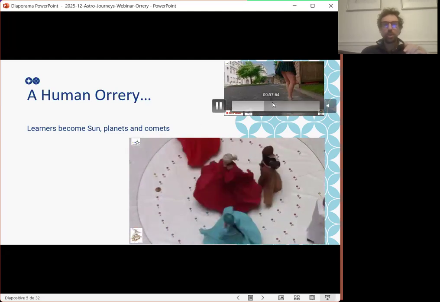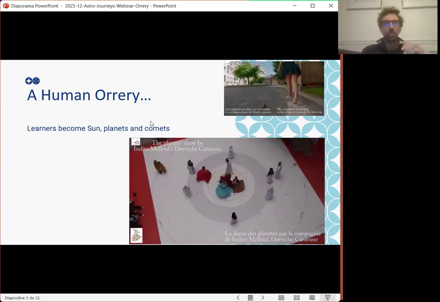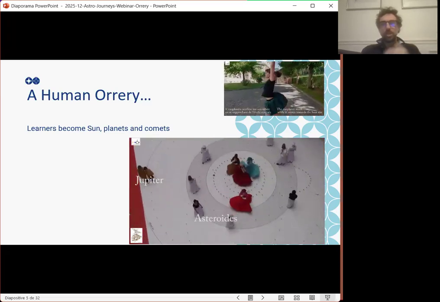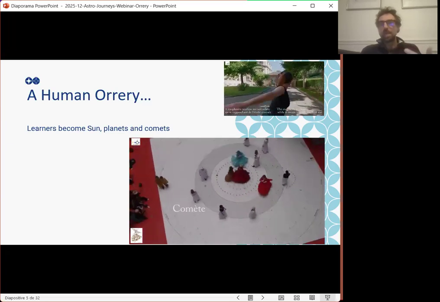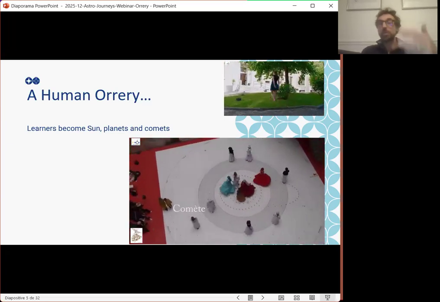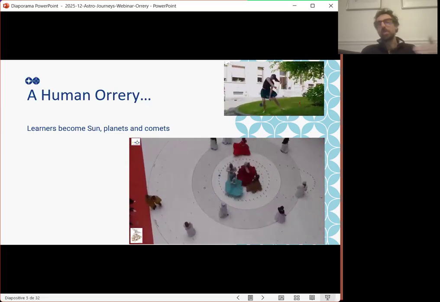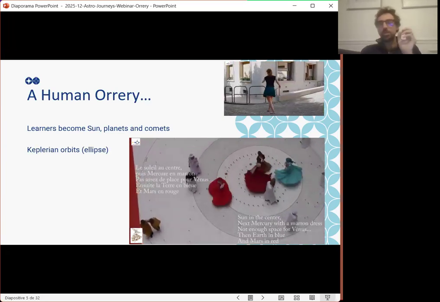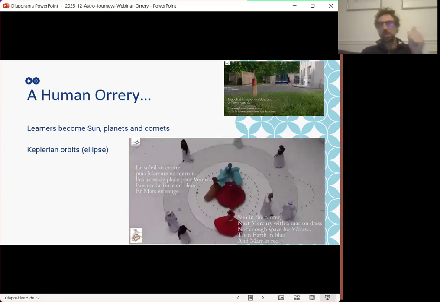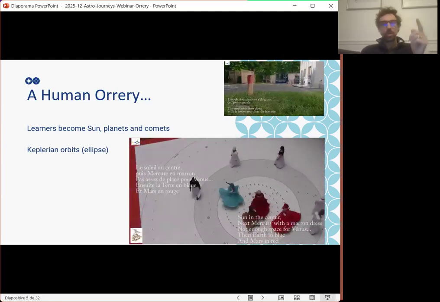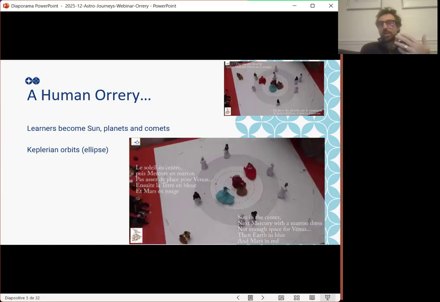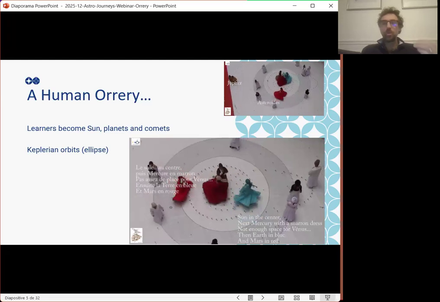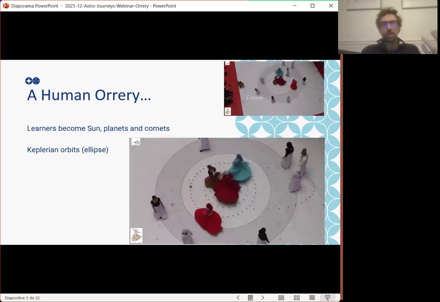On the top of the screen here, you saw at the beginning some students who were walking, and here you see a dancer who is following the path of a comet, of an exoplanet that is moving around a star in another system. So the main idea of Human Orrery, first, learners become the sun, and also it's easier and it's very logical that we can follow the Keplerian orbits. So when you use a Human Orrery, you don't have circular orbits, you have Keplerian orbits.